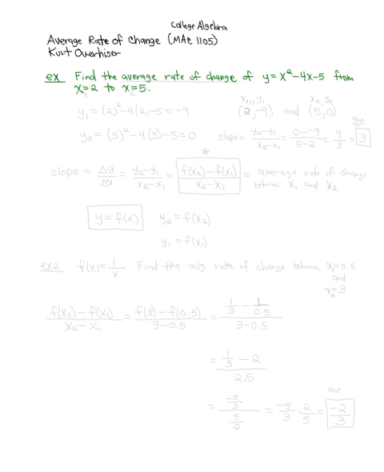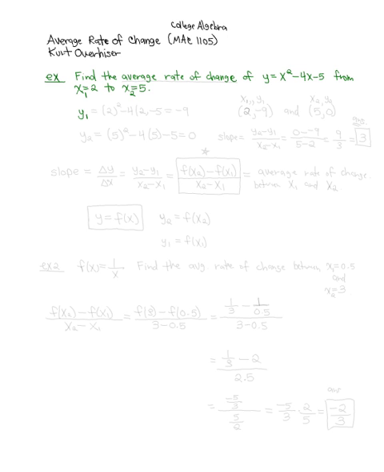So, we'll start off with an example. We are going to find the average rate of change of the function y equals x squared minus 4x minus 5 from x equals 2 to x equals 5. The first step is we need to get corresponding y values for the two x values that we have. We have one x value of 2 and a second x value of 5. So what we need to do is plug in. We'll call this x1 and then this x2.